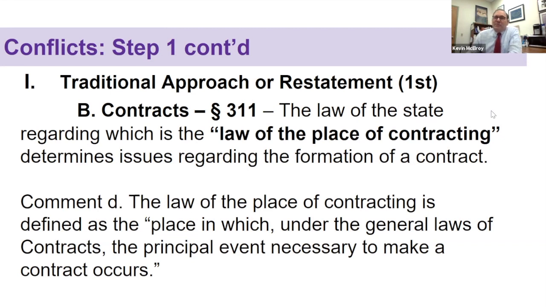And that determines things like whether there's formation of a contract. Comment D says the law of place of contracting is defined as the, quote, place in which under the laws of contracts, the principal event necessary to make a contract occurs, period. Not the laws of that state, but the general laws of contracts. Well, we all took contracts. You took them much more recently than I did, but my recollection is usually a contract is made when there's offer and acceptance, but not always.